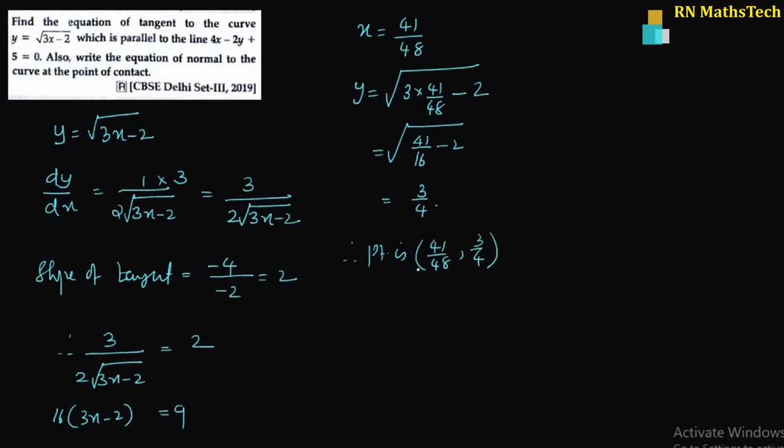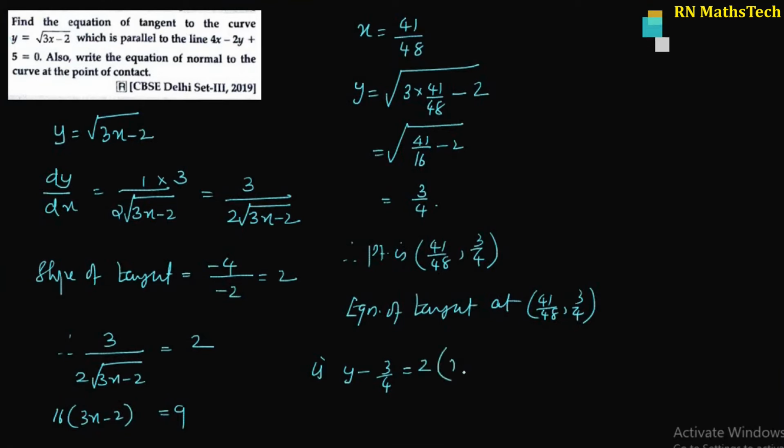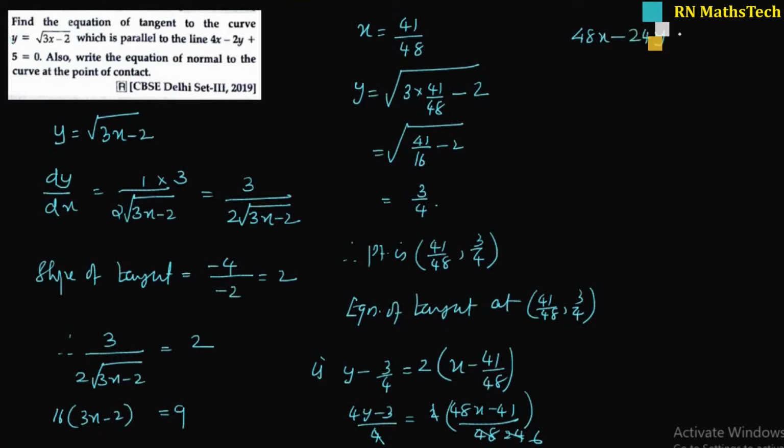Therefore equation of tangent at (41/48, 3/4) is y - 3/4 equal to slope 2 into (x - 41/48), or multiplying by 6, 48x - 24y is equal to 23. That is the equation of the tangent.